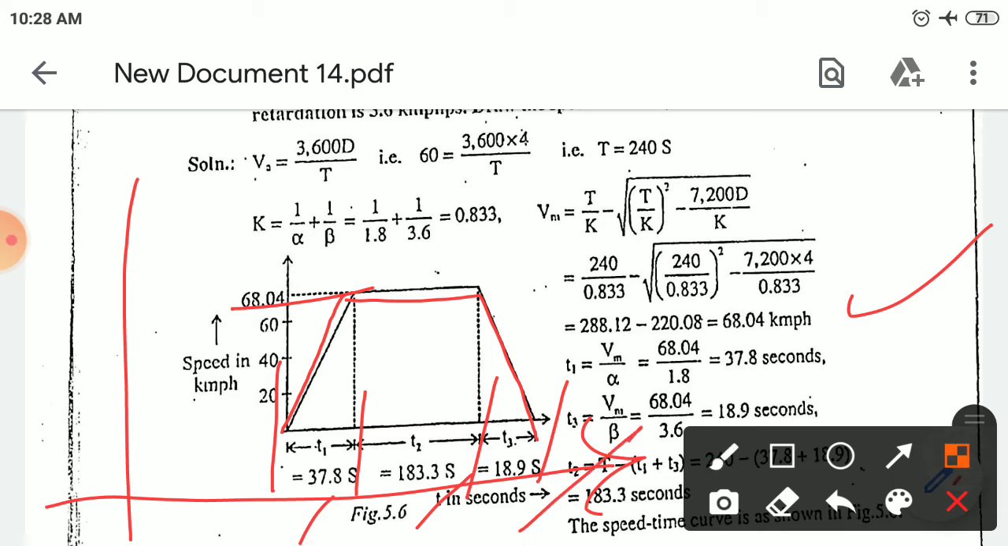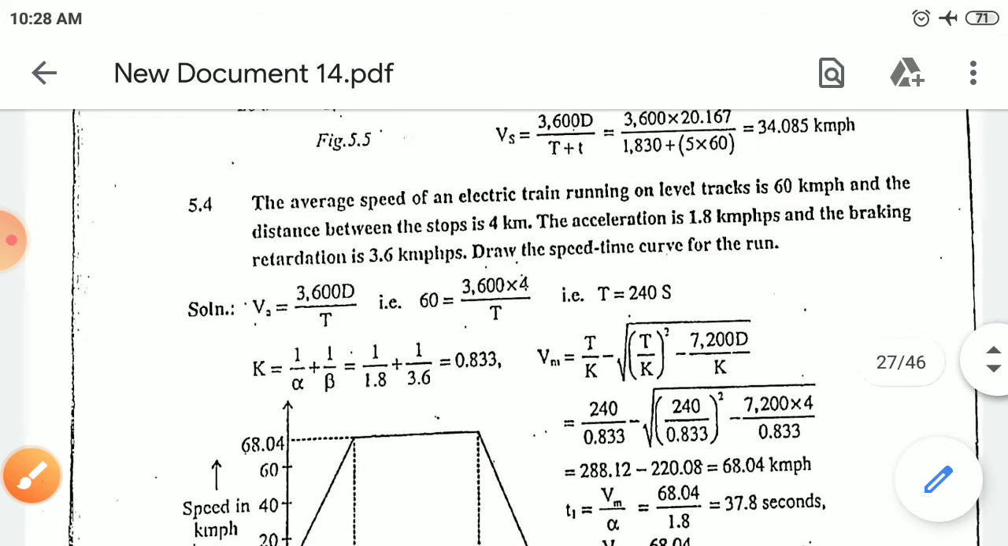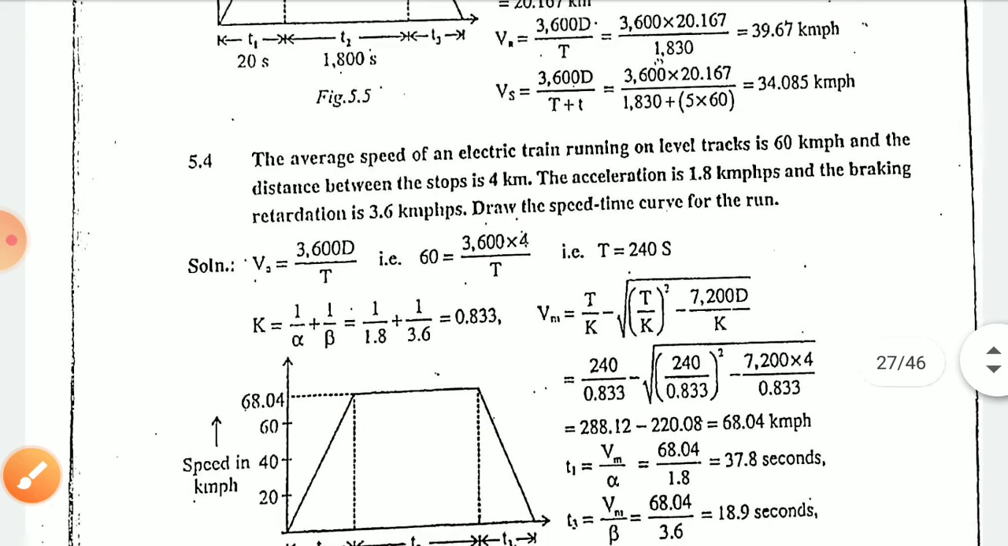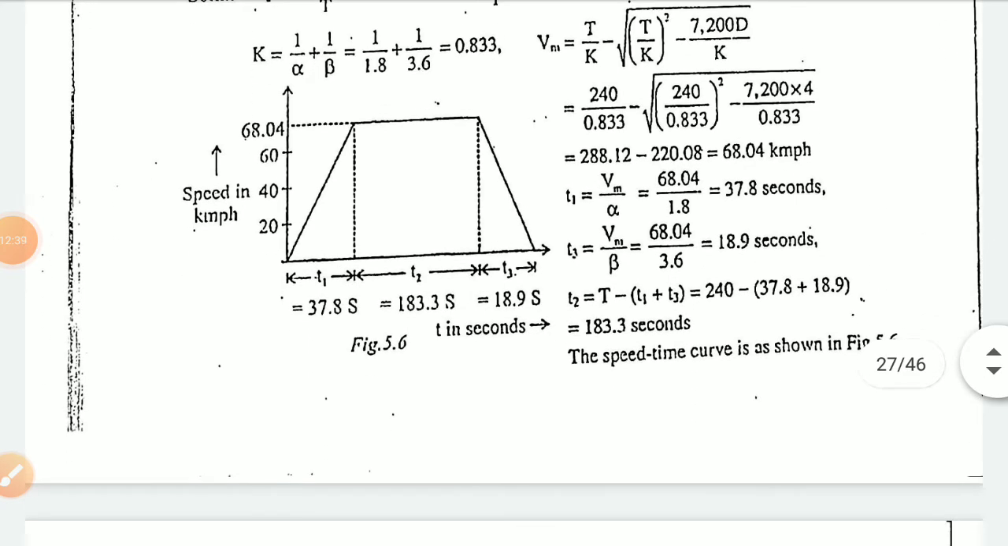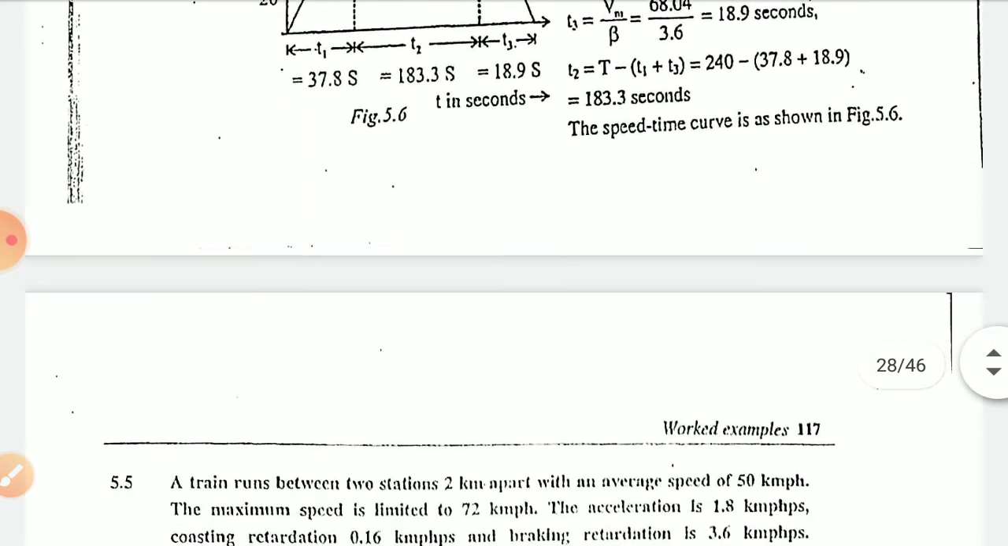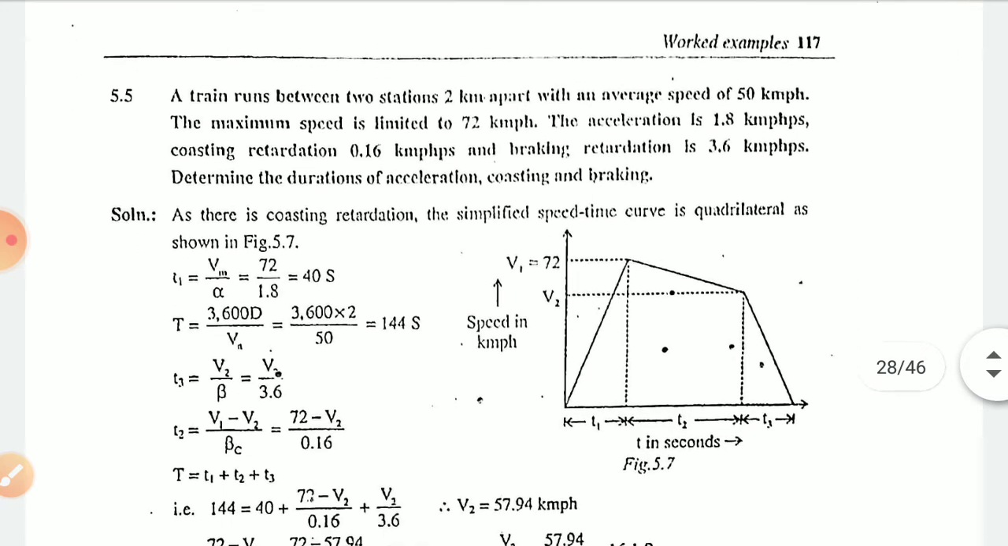If they ask you to plot the speed time curve, in that case you have to plot the speed time curve and indicate all the parameters. The parameters are time, T1, T2, T3 and speed. If they just ask you to find the speed, T1, T2, T3, then no problem. If they ask you to plot, then you have to do it like that.